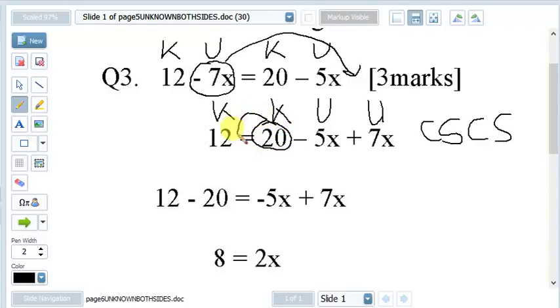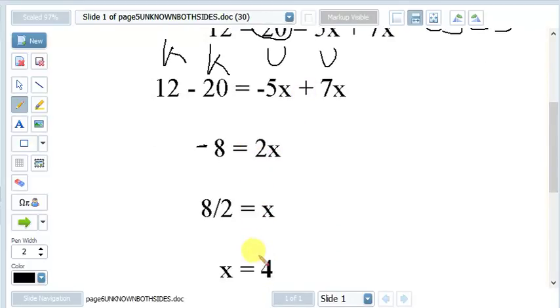Okay, so now we're trying to get the knowns on the left hand side, so we need to move that 20 across there. So positive 20 becomes negative 20 on the left hand side, change side, change sign. So now what we've got is known, known, unknown, and unknown. So 12 minus 20 is negative 8, and that equals minus 5x plus 7x, which equals 2x.